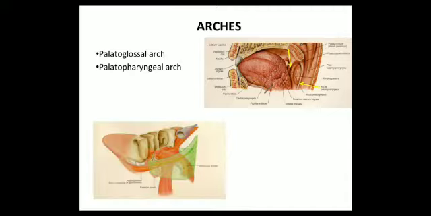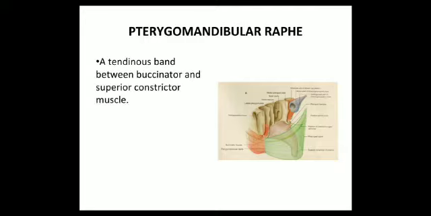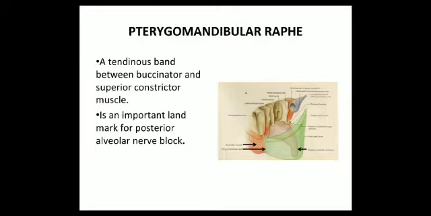So, in this diagram we can see the palatoglossal arch and the palatopharyngeal arch. Between these two arches there is a tonsillar fossa where the palatine tonsil is placed. The pterygomandibular raphe is a tendinous band between the buccinator and the superior constrictor muscle. It is an important landmark for the posterior alveolar nerve block.